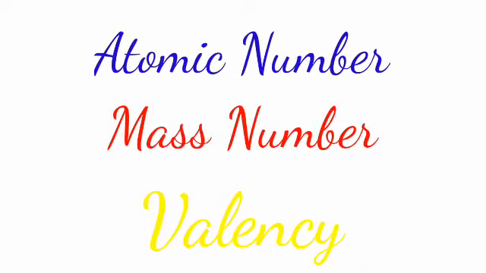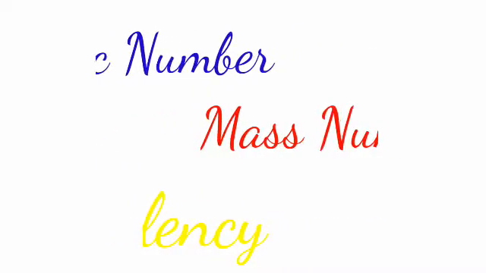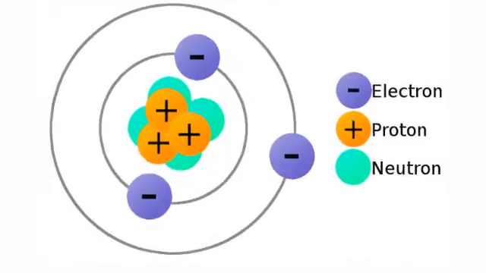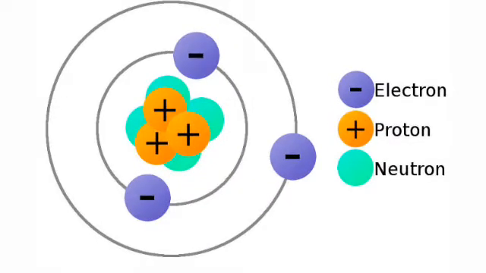From the previous session, you are clear about subatomic particles like electron, proton, neutron, etc. Now, we are going to discuss atomic number, mass number and valency. Listen, all the elements are made up of subatomic particles. But how does one atom differ from another atom? It is clear that the number of protons present inside the nucleus of an atom determines what element it is.